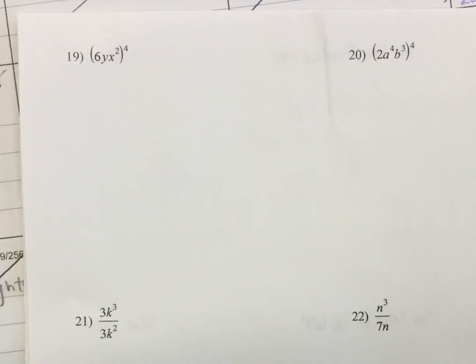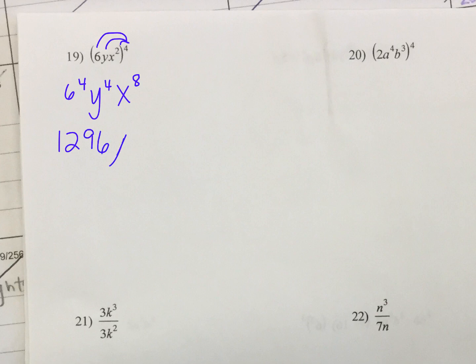All right, last page. Once again, in number 19, we're just distributing this to everybody. 6 to the 4th, y to the 4th, x to the 8th, because 2 times 4 is 8. 6 to the 4th is 1,296. Y 4, x 8.